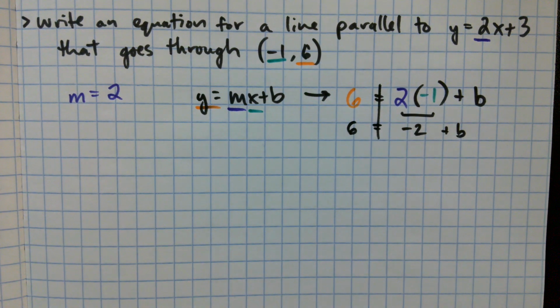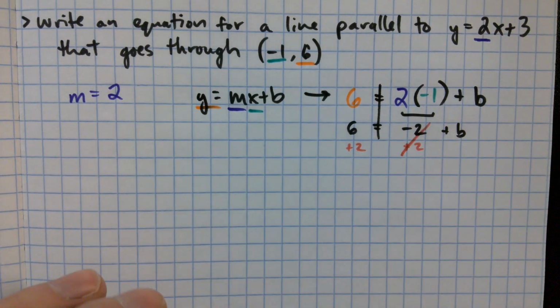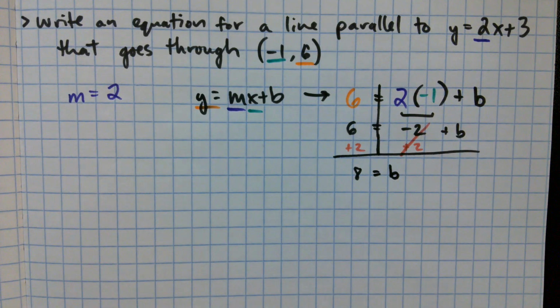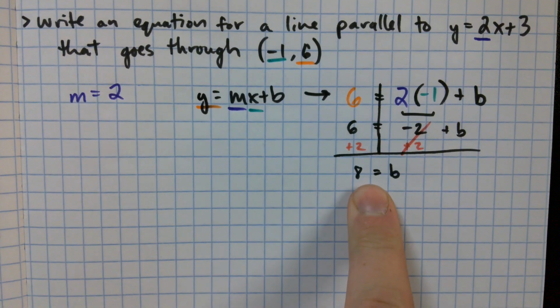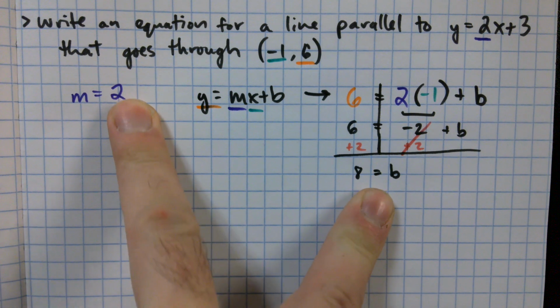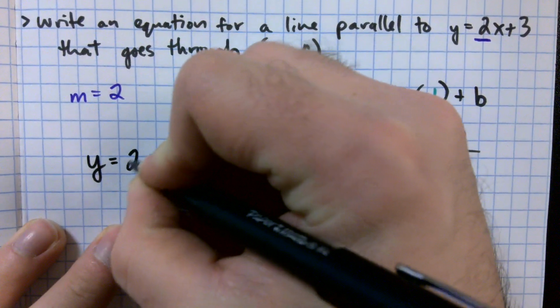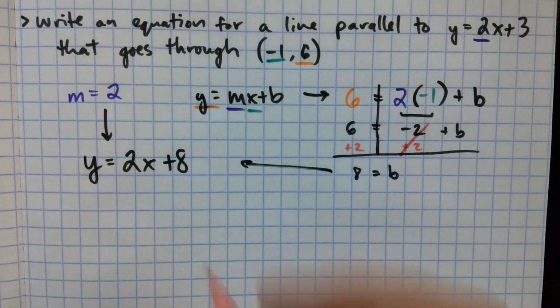How can I get b all by itself now? Plus 2 on both sides. And what is 6 plus 2? 8. So this new line that we have to write an equation for has the same slope of 2, but it has a different y-intercept of 8. Well, how can I write the equation of a line with a slope of 2 and a y-intercept of 8? Y equals 2x plus 8. Beautiful. Just like that.